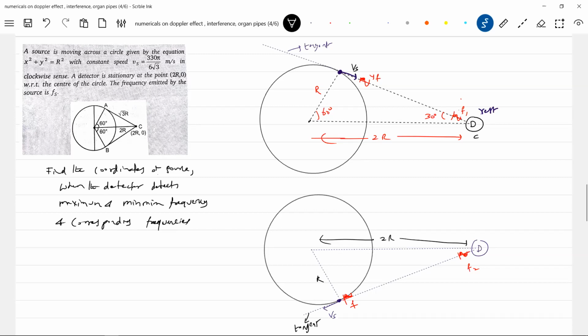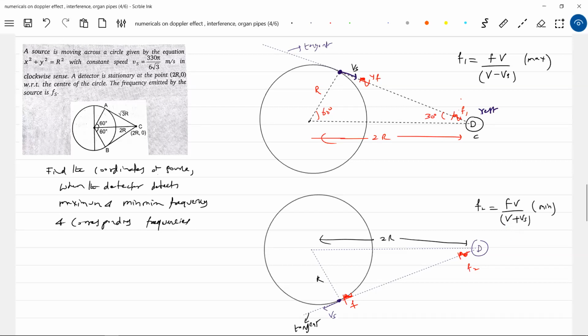Okay, now we'll write the Doppler effect formula. So what is the Doppler effect formula? F1 is equal to F into V by V minus Vs. Now why V minus Vs? Source is approaching the detector. Here, what about this? F2 equals F into V by V plus Vs. So which will be maximum? This will be maximum. This will be minimum.